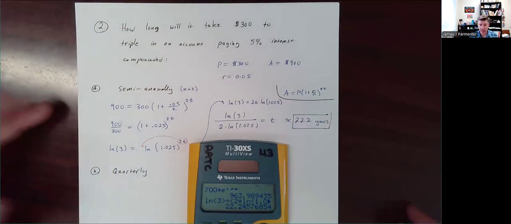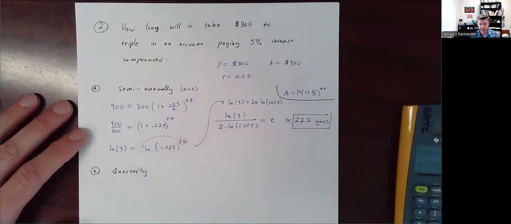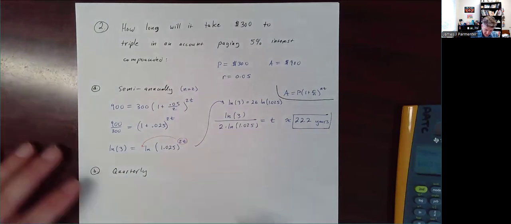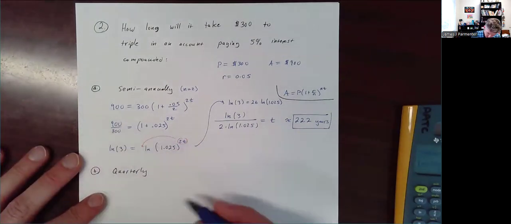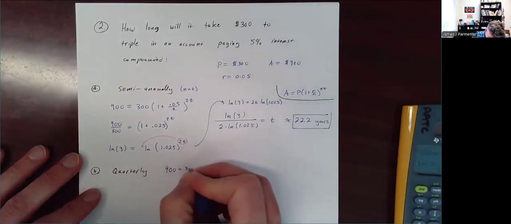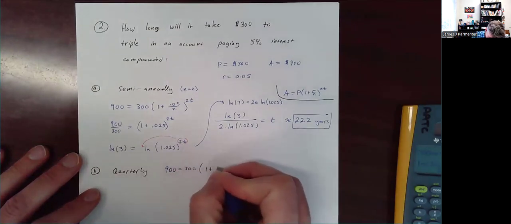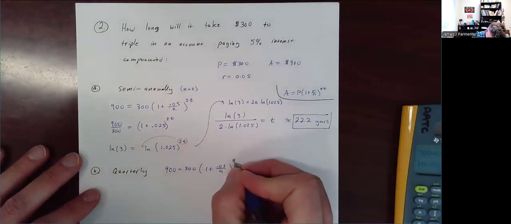All right, same idea, except now it's going to be quarterly. I want to point out that each time if we're trying to see if it triples, our first step is always going to be to divide by whatever this is here, and we're going to get 3 on the left. So certainly we could start with 900 equal to 300 times 1 plus 0.05 divided by 4, to the 4 times t.